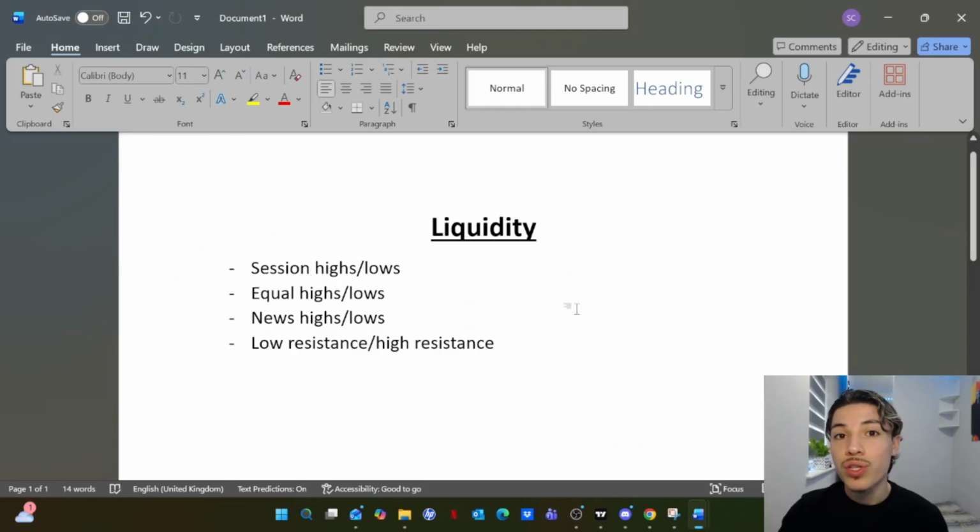Let's move over onto the next part. The next part is news highs slash lows. These are also called data highs and data lows. And how do these work? Well, if you're a trader, you're pretty aware that there are high impact news events, right? There are red folder news events such as FOMC, NFP, PPI, CPI, all of these different types of high impact news events. When they do get released, what typically happens?